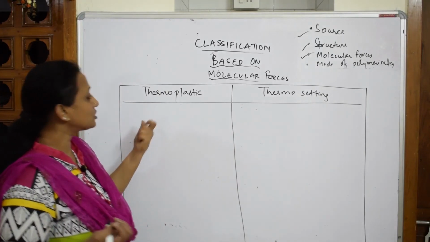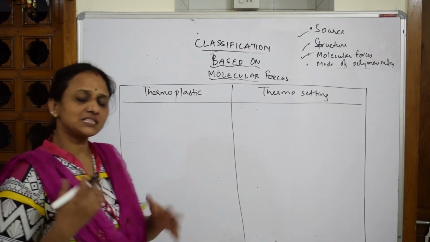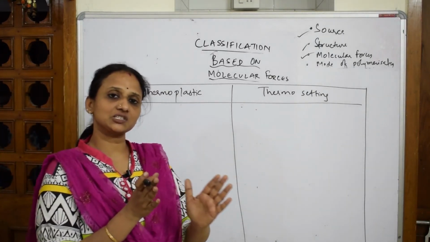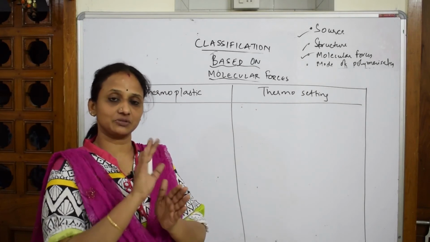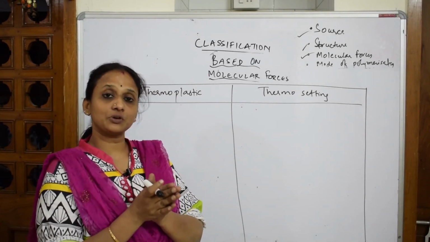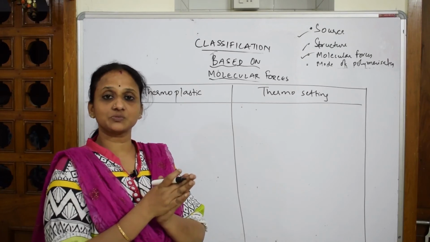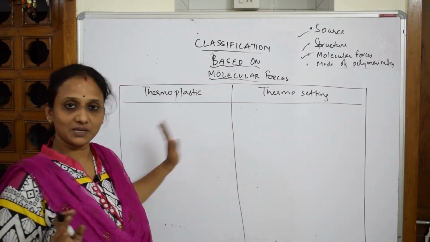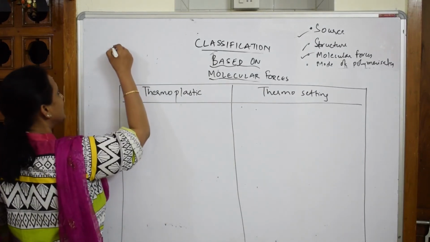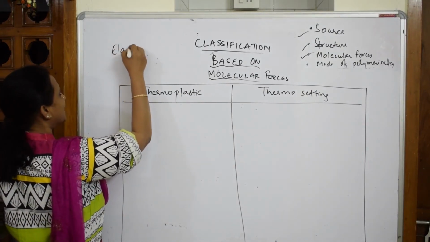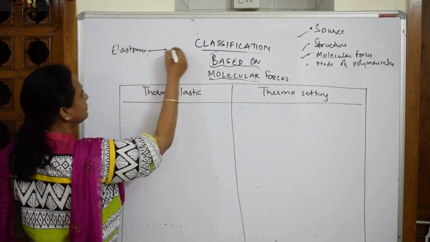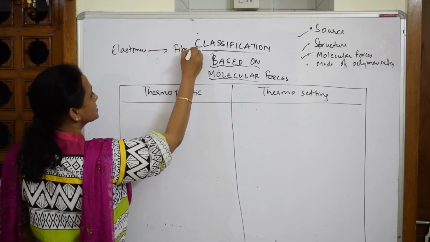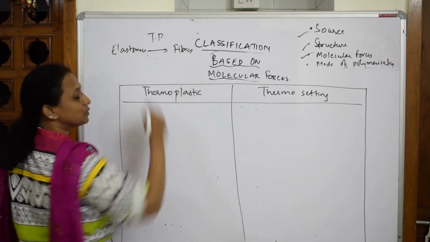These are irreversible polymers. When I have to speak about thermoplastic polymers, they have properties in between elastomers and fibers. If they ask you for 1 mark, what is a polymer which has properties in between elastomers and fibers? That is thermoplastic polymers. So this is an intermediate one.